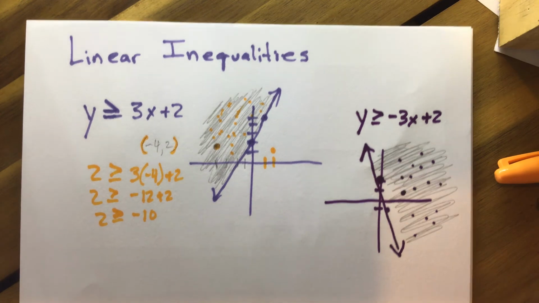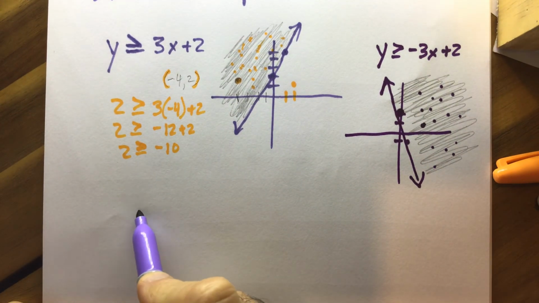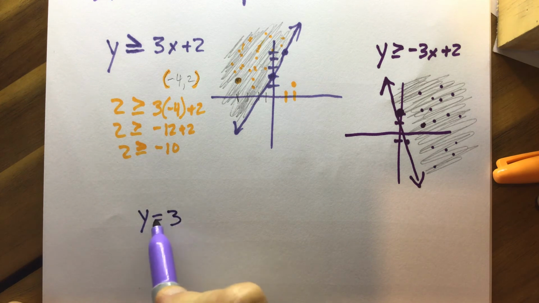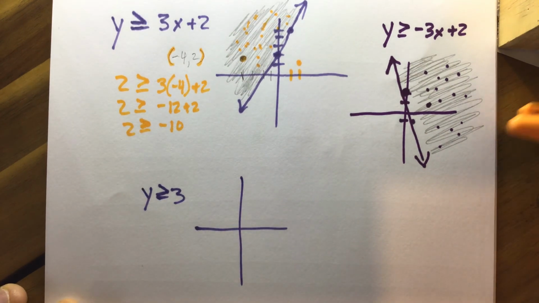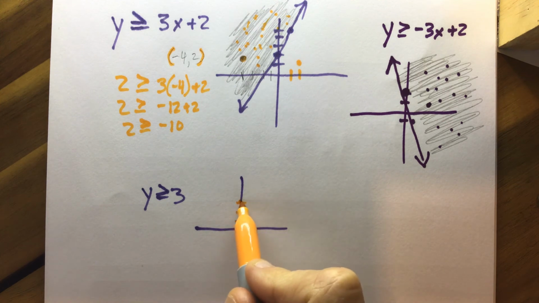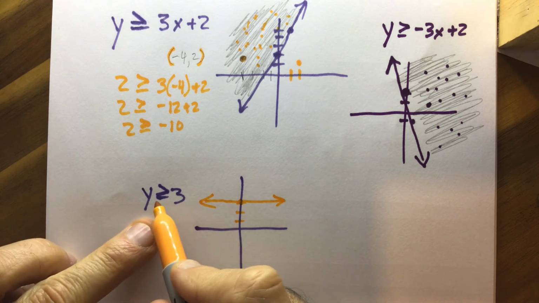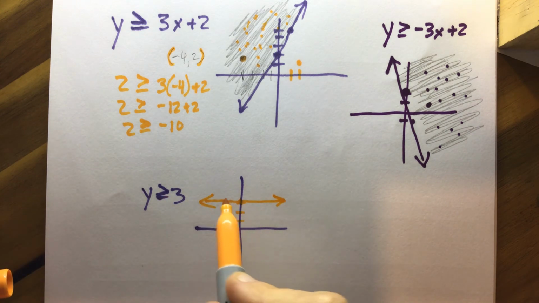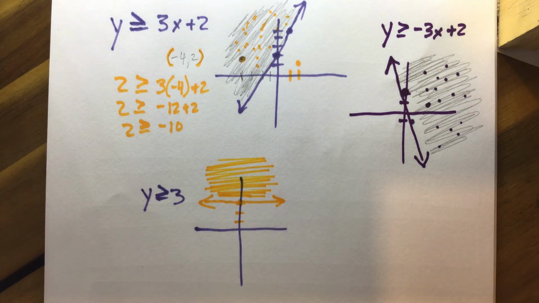You could also have a horizontal line. You could have something like, let's say y equals 3. Let's say y is greater than or equal to 3. The graph of that looks like a straight line, right? Y equals 3. This is my y. So the graph looks like this. And it's saying that y is greater than or equal to 3, so it's everything above this to infinity, right? Anything above that will give you a y greater than 3.